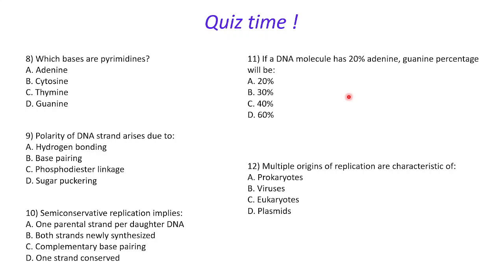Second, when it maintains the directionality, then comes the hydrogen bonding and the base pairing, right? So therefore phosphodiester linkages, or the linking of the sugar and the phosphate groups, play an important role in maintaining the polarity of the DNA, right? Okay.